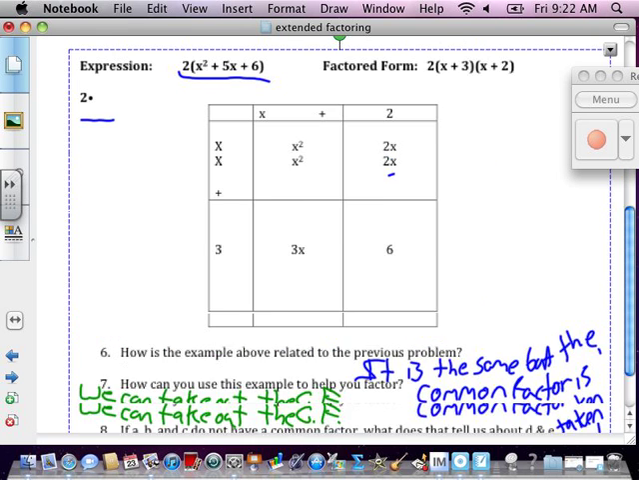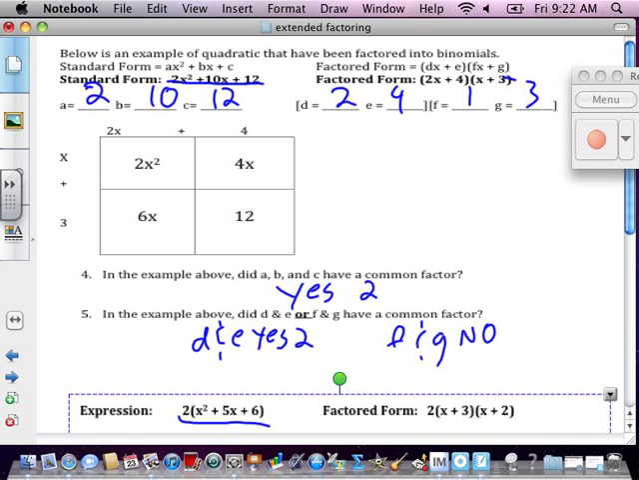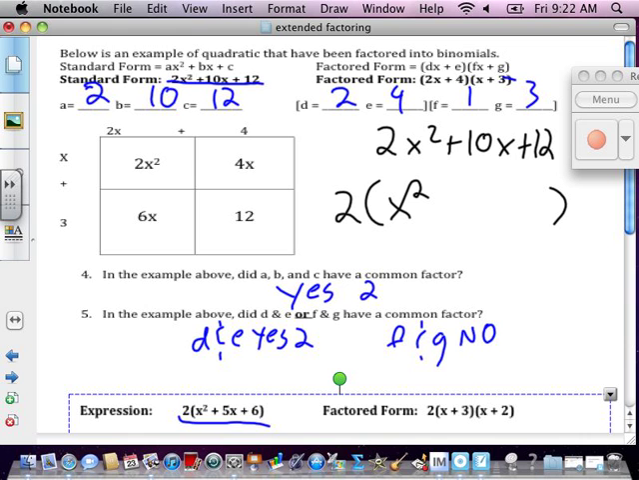So, I will show you. See how we've got 2x squared plus 10x plus 12. They all have a 2 in common, so I put a 2 on the outside. Now what's left inside, I'm going to divide each of these things by 2. 2 divided by 2 is 1, so I'm left with just x squared. 10 divided by 2 leaves me with 5. 12 divided by 2 gives me 6.